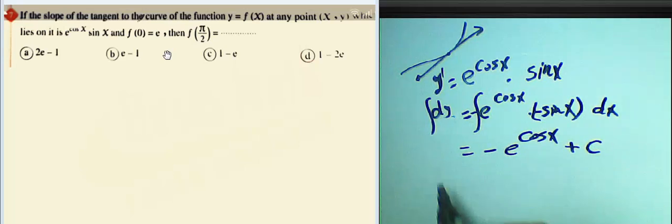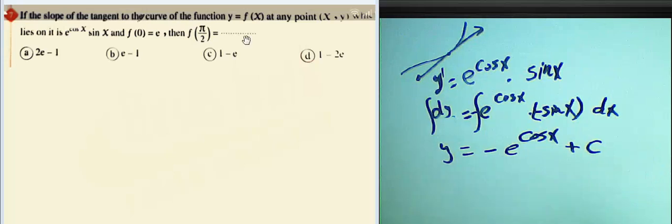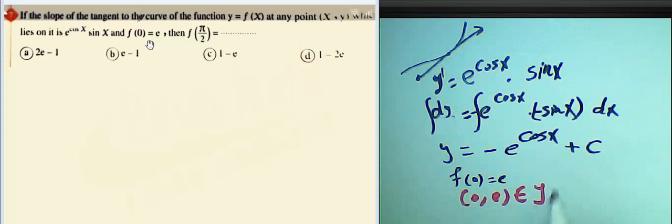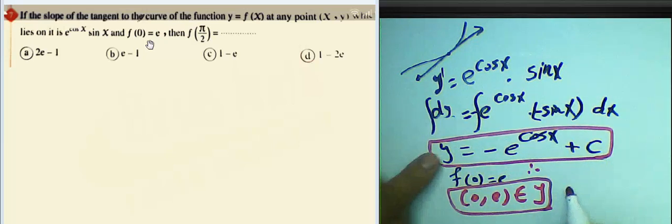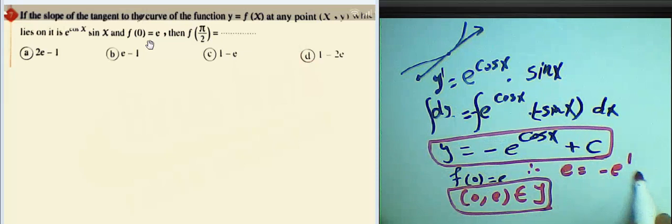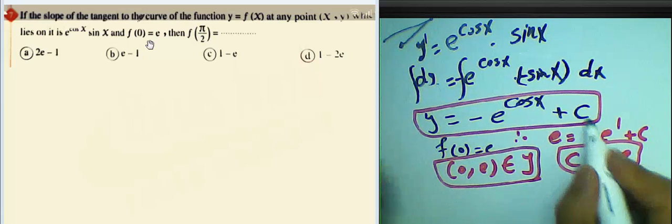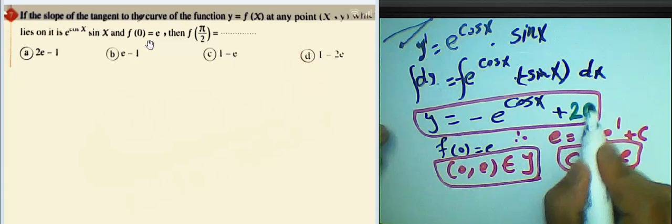We must find the constant of this function. He gives us f of 0 equals e. It means the point 0, e lies on the curve. Then we write y equals e in this equation: e equals negative e power cosine 0, and cosine 0 is 1, plus the constant, so the constant equals 2e. Then the equation of the curve will be negative e power cosine x plus 2e.